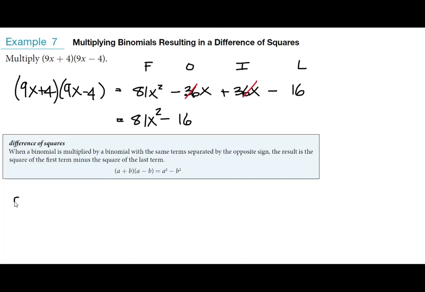The second way of doing this is to apply the rule of the difference of squares. So 9x plus 4 multiplied by 9x minus 4. I know that I have the first term squared, so that's (9x) squared or 81x squared. Subtract the last term squared, which is 4 squared or 16. So obviously using this rule is a lot quicker.